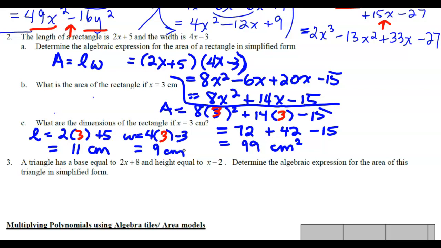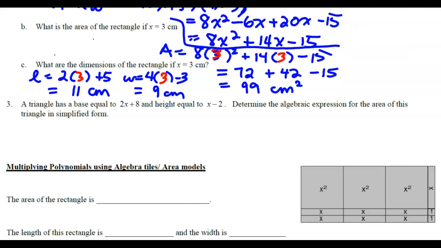You're not always going to have time to just substitute numbers in to check, but it is a different method of verifying your expansion. If I put 3 into the length and width here and I didn't get 99, then I probably expanded incorrectly. After next week we do factoring, and they are opposites, so that's another way you'll be able to verify for some polynomials. Okay.